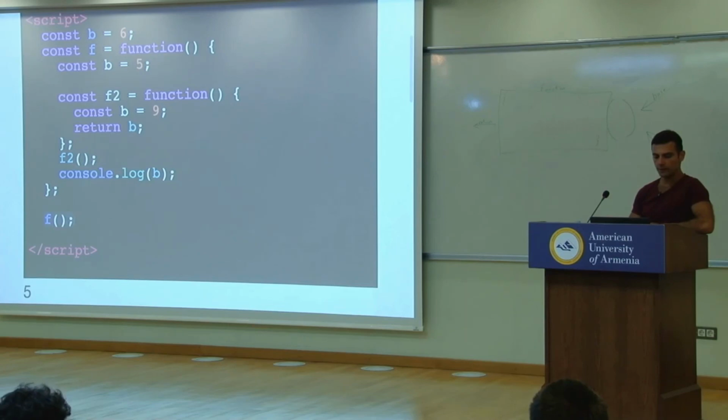So you're calling f here. You're going here. You're making a variable. You're creating a function. You're calling this function, which returns a 9. So this turns into a 9. And then you're console logging b. What is b in the scope? Did I answer your question?